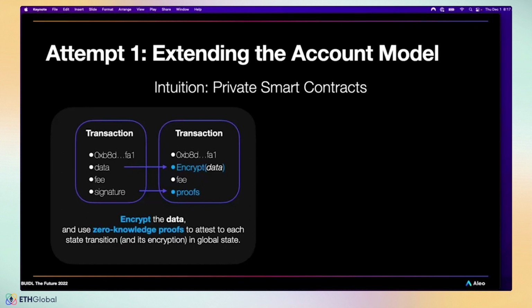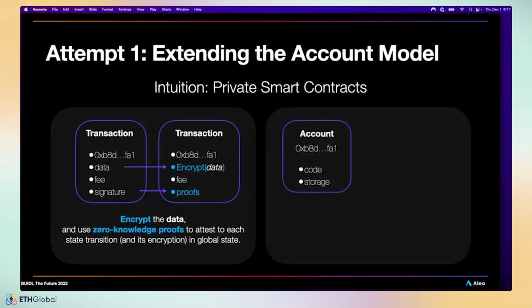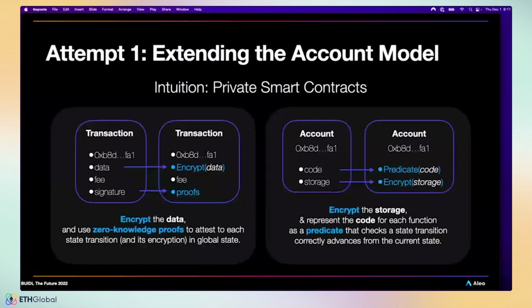And the remaining stuff remains the same, mainly because you need to know which account you're going to access or which application you're going to call, and your fee still remains the same. And then on the network side, originally you have an account, its code and storage. So we'll encrypt the storage, separating each encrypted portion, indexed by user effectively.